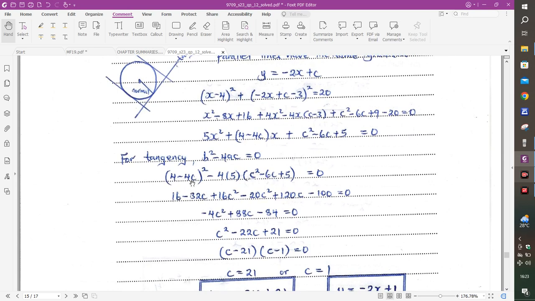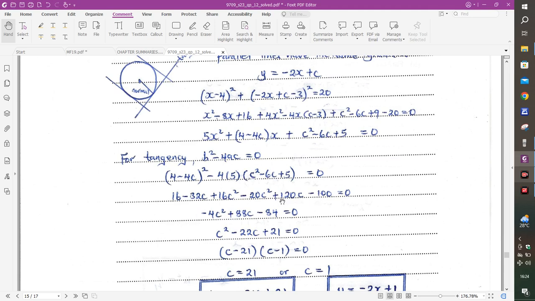Then 2 times 4 times minus 4c, you get minus 32c. Then square 4c, you get 16c squared. And then this is minus 20 times c squared, I mean minus 20c squared. Minus 20 times minus 6c, so that will be 120c. And then minus 20 times 5, that's minus 100.